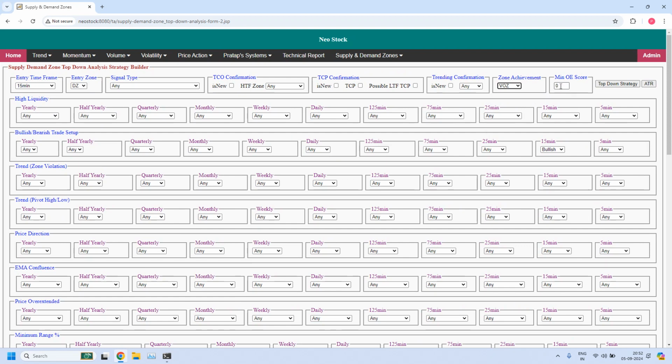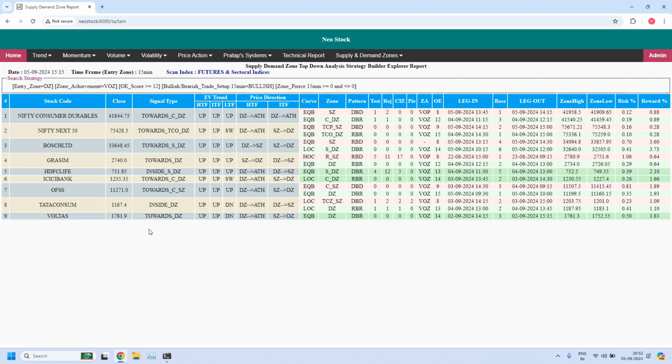Zone achievement is violated opposing zone. Minimum odd enhanced score 12. All the 3 filters are applied to 15 minutes demand zone. 9 stocks are filtered. That means these 9 stocks are currently supporting bullish trade setup for daily income trade.